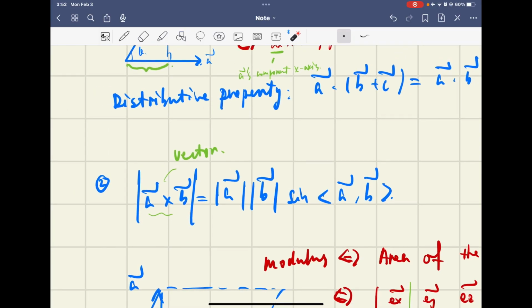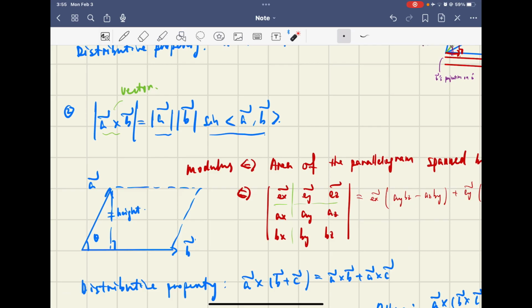As you can see here, the direction of the cross product is perpendicular to both of the two vectors. That's the special point about it.